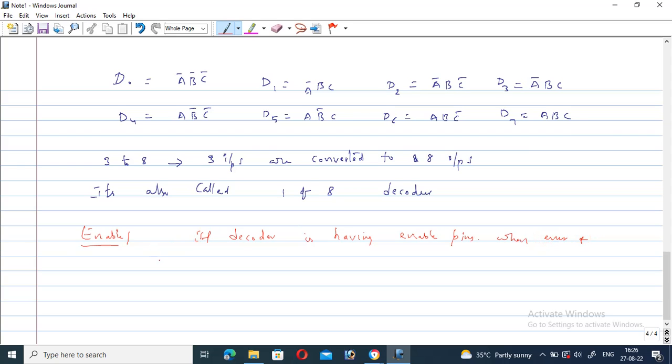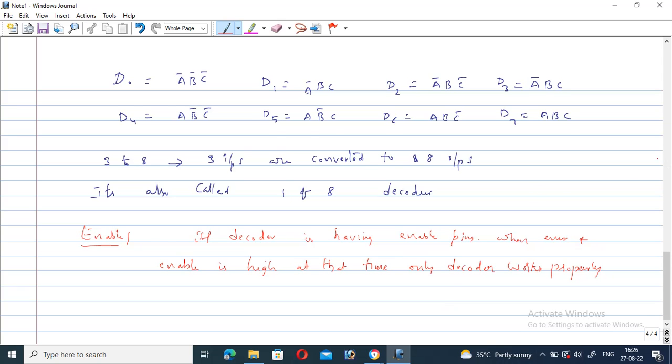whenever enable is high, at that time only the decoder works properly. So this is very important. The decoder only works properly if the enable pin is present and it is in the active high condition.